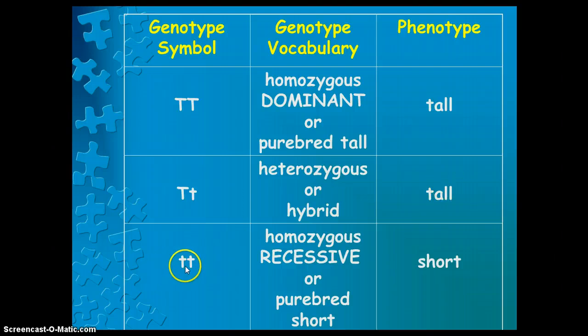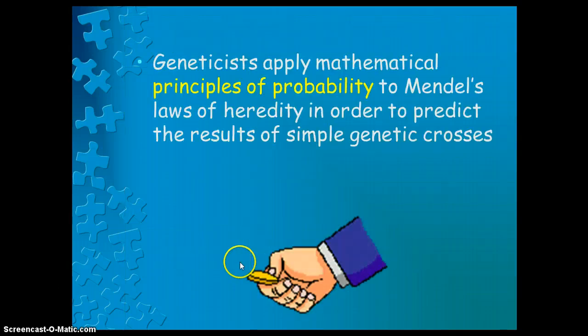Little t, this is actually recessive. Little t, since we don't have any dominant traits dominating over these recessive genes, they're able to be expressed as short.